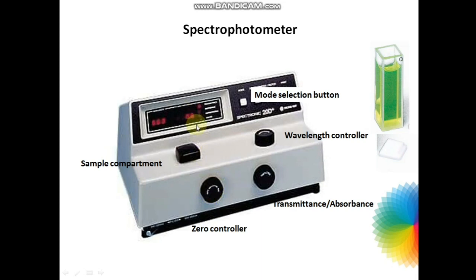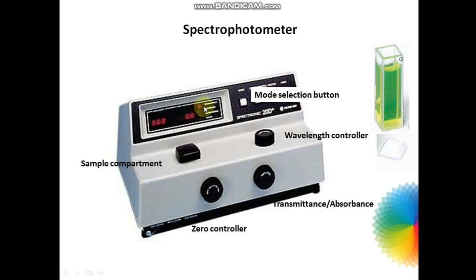And after that, the blank solution is placed into this, as well as using the wavelength controller. Here, 520 nanometer must be displayed. After placing the cuvette containing the blank solution, we have to close it, then adjust this transmittance absorbance knob so that 100 is displayed here.